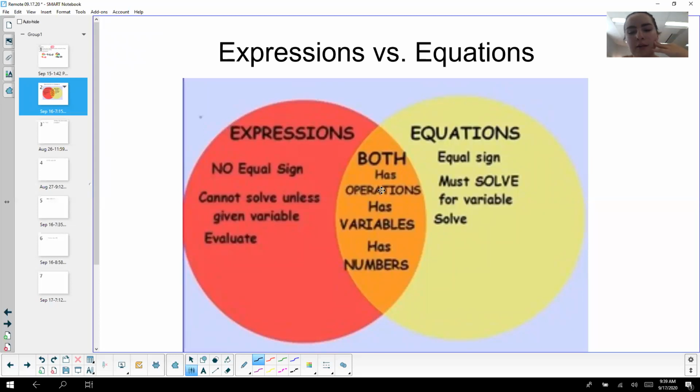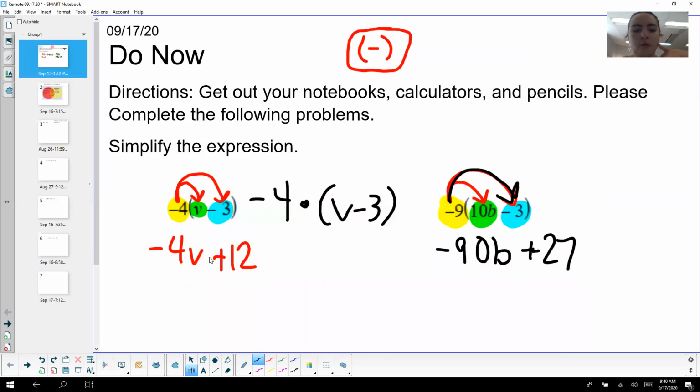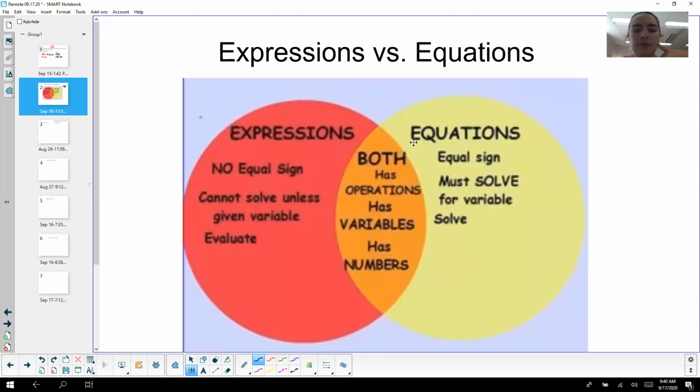They both have operations. An operation is addition, subtraction, multiplication, division. And they both have variables. So when we're solving for a missing variable, you'll see a letter in replacement for a missing value that we have to solve for. Expressions you cannot solve unless given a variable to evaluate it. So here we can't figure out what v is, we can just simplify the expression, but we can't figure out what v is unless we have an equal sign over here. Equations allow us to solve for missing variables.